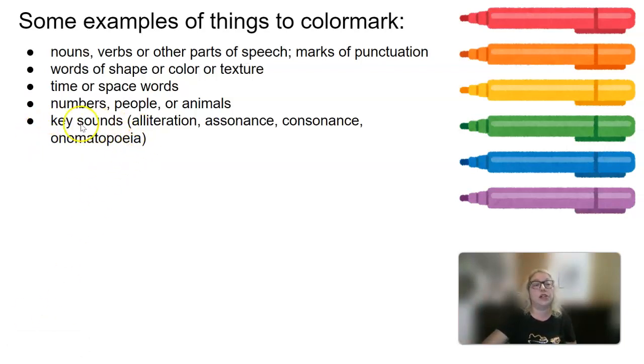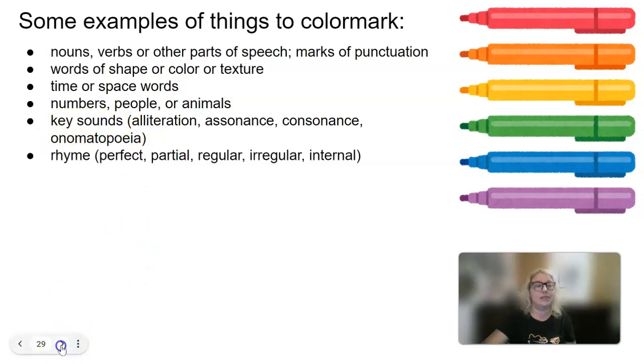Onomatopoeia, that's when the word sounds like what it means. Rhyme, you could trace rhyme if you see this working in your poem. There's lots of different kinds of rhyme. Perfect is when it's identical. Every sound after that first syllable is identical. Partial is when a piece of it is. Regular is when, again, it's perfect. Irregular, it's kind of off. Internal is when you have a rhyme inside of a line, not at the end of a line.